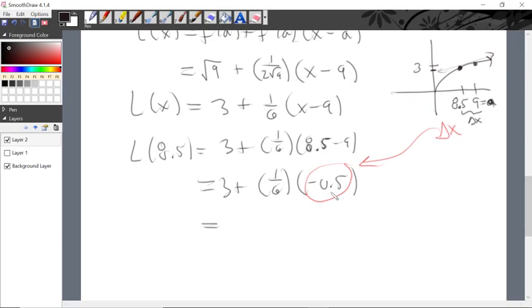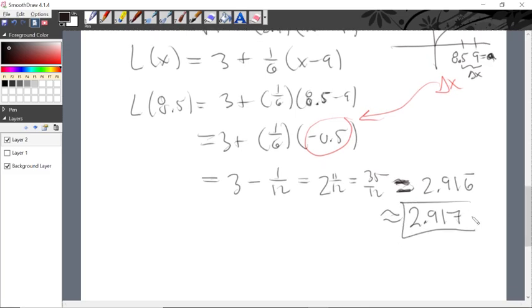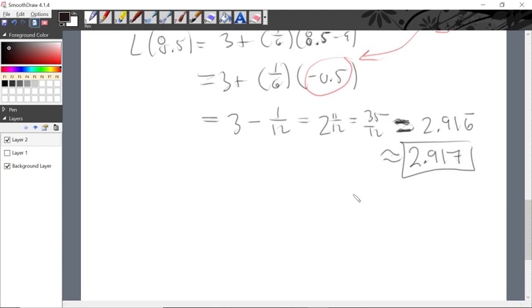Negative 0.5 is the same as negative 1/2. So this is 3 minus 1 over 12, or 2 and 11 twelfths. 24 and 11 is 35, so 35 twelfths. Let's approximate that with a decimal. 35 over 12 gives 2.91 and a repeated 6. Approximated to 3 decimal places, that's 2.917. So that's the value using the tangent line. That is our linear approximation.